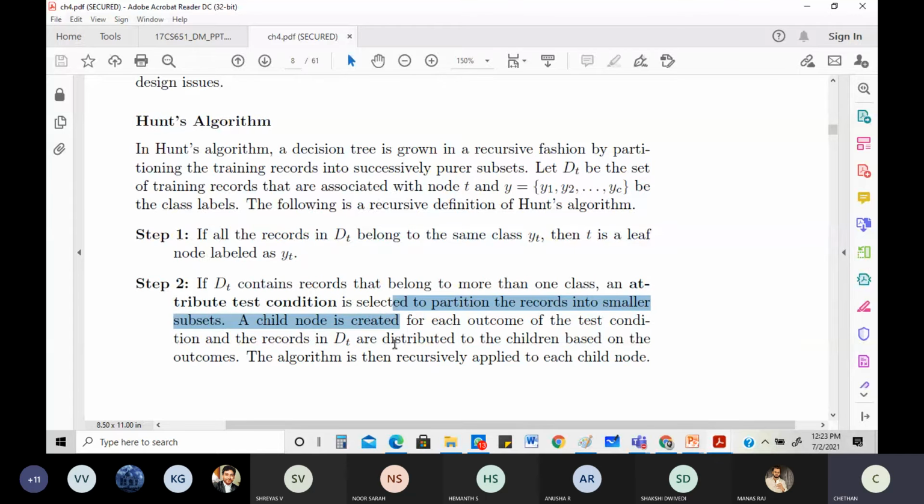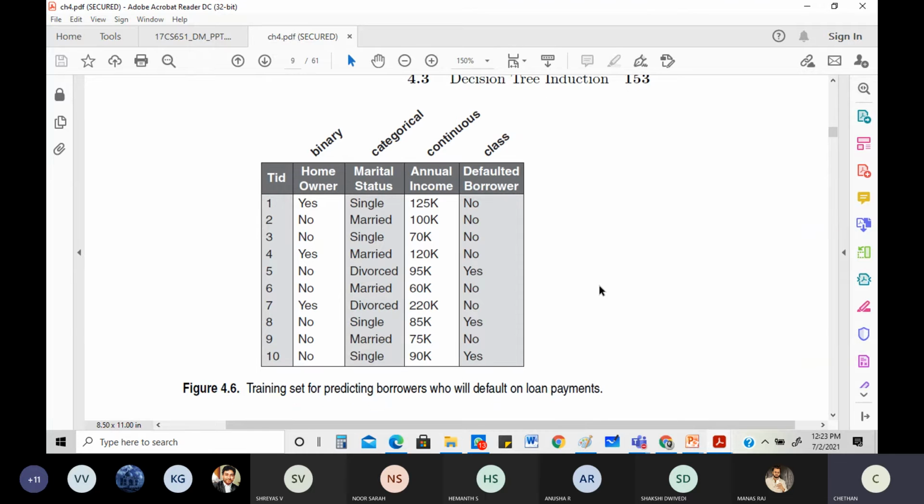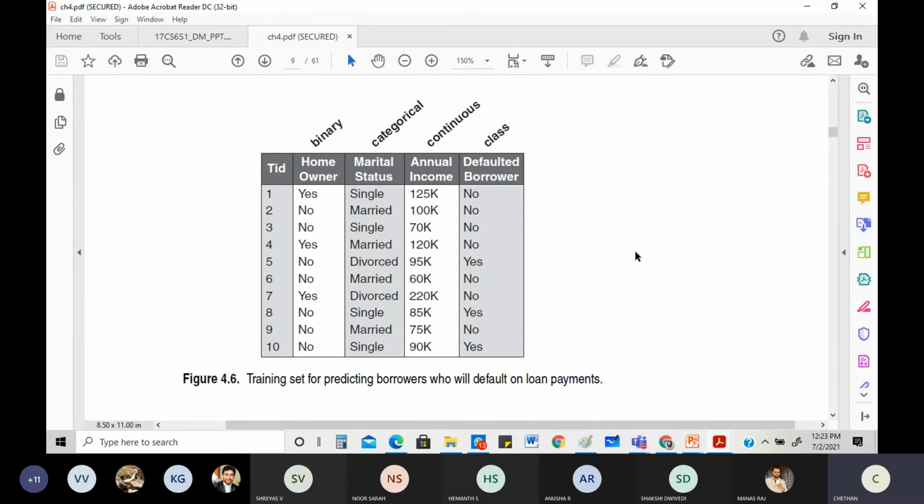A child node is created for each outcome of the test condition, and the records in Dt are, you can see very clearly, distributed to the children based on the outcomes. Okay, so what is this? Probably you would not have understood. And what is this? You know this very clearly. This is again the same old example of what we studied, the same thing is coming back again.